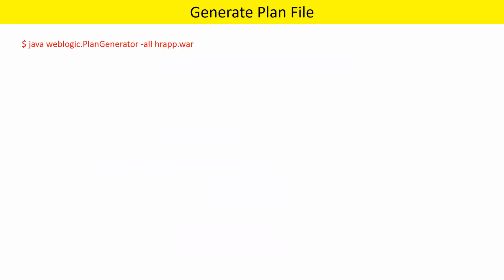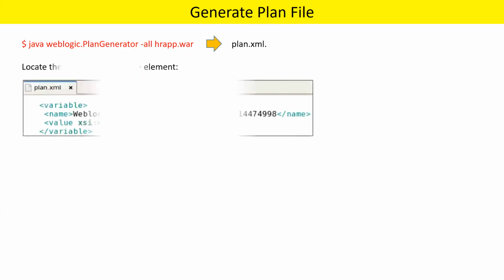Okay, so now what I will do, I will generate a plan file with the help of weblogic.PlanGenerator utility. The syntax is java weblogic.PlanGenerator, P and G in capital, case sensitive, then -all and the name of my code file, which is hrapp.war. So it will generate a plan.xml file.